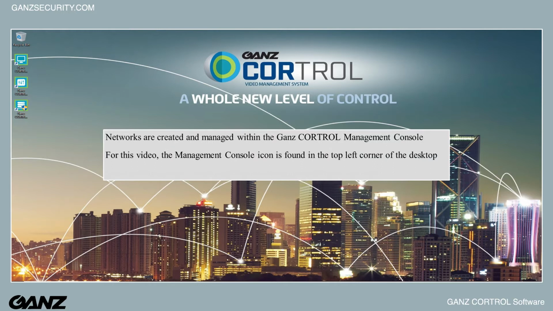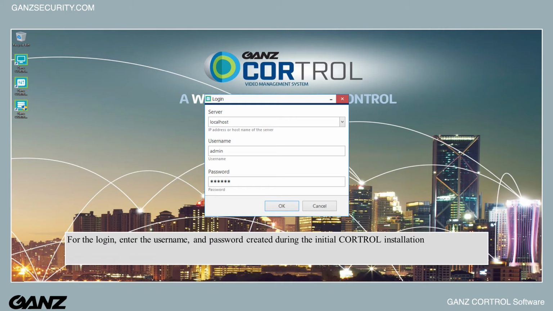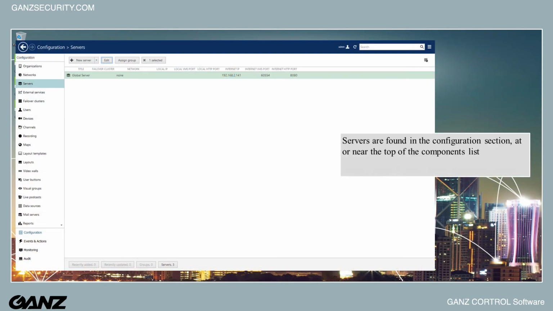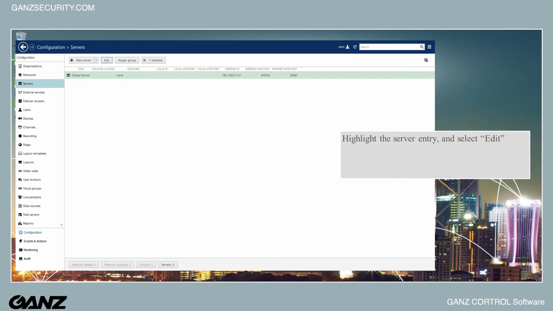For this video, the Management Console icon is found in the top left corner of the desktop. Start the Management Console application by double-clicking on its icon. For the login, enter the username and password created during the initial CORTROL installation. Select OK to continue. Servers are found in the configuration section at or near the top of the components list. Select Servers from the configuration section. Highlight the server entry and select Edit.